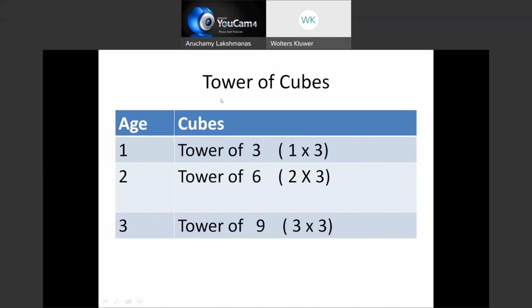So coming to tower of cubes, you remember 1, 2, 3 age. So 1 year, 1 into 3. 2 years, 2 into 3. 3 years, 3 into 3. So tower of 3 by 1 year, tower of 6 by 2 years, tower of 9 by 3 years. This is for easy remembrance. Cube, remember 3 per year.